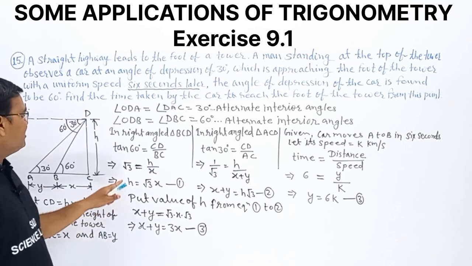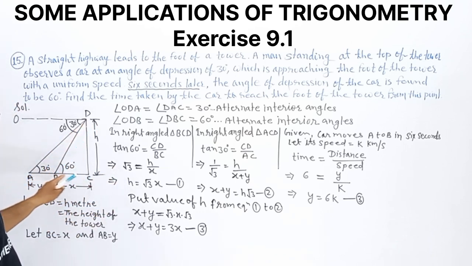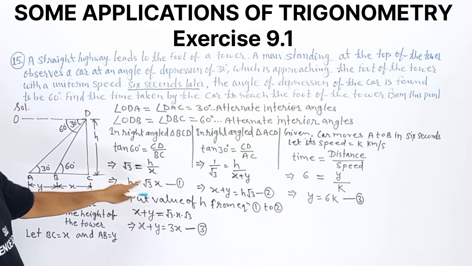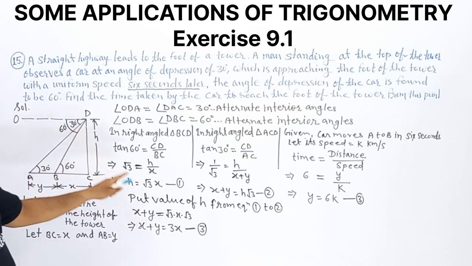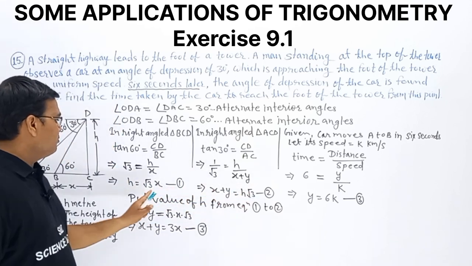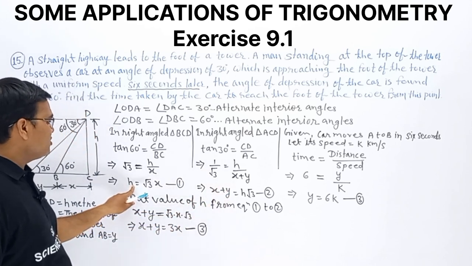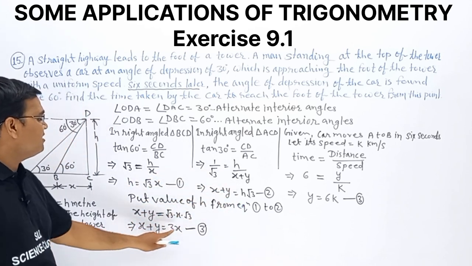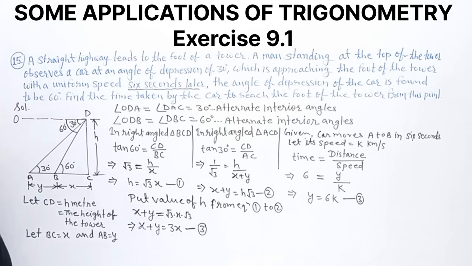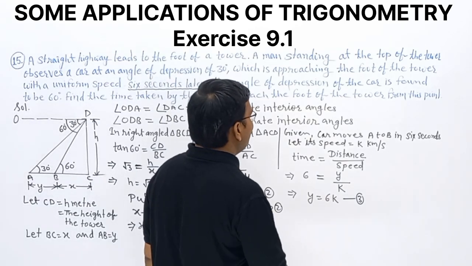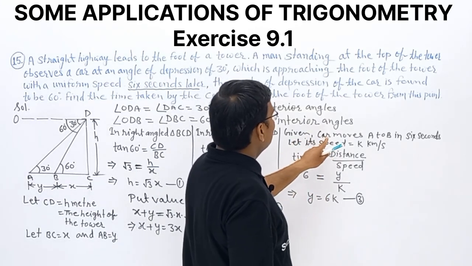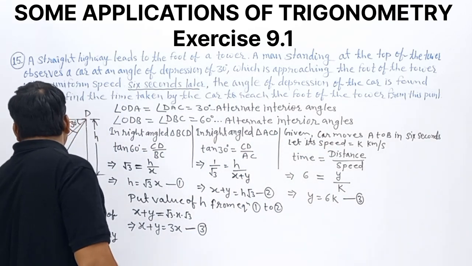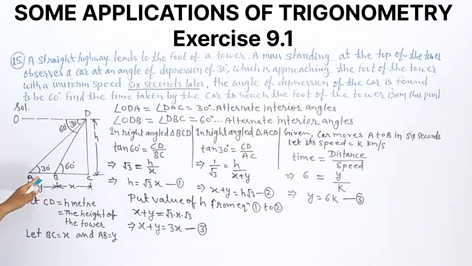Observe what we are doing. First we are using this right triangle and we are getting this relation. Then we are using this right triangle and we are getting this relation. By using both equations, once we put this value in this equation, we get this equation. We want to find the time required to reach from this point to this one.